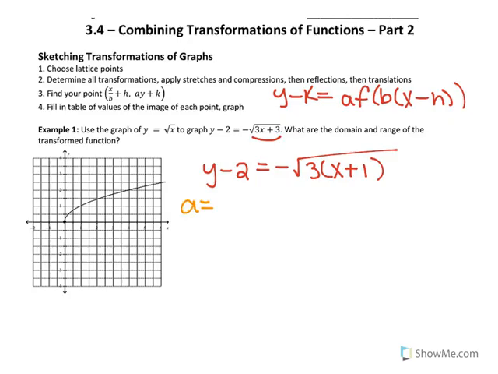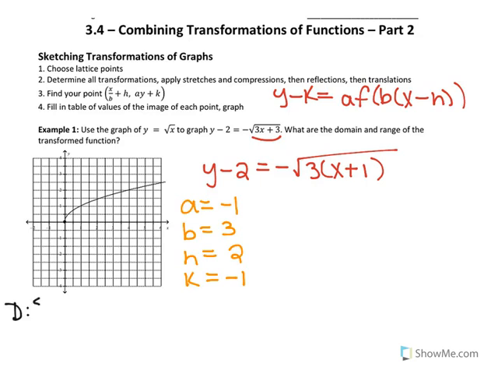So our a value is -1, our b value is 3, our h value is 2, and our k value is -1. And the transformations happening are a reflection, and because the reflection is changing our y values, because it's an a value, that means it is a reflection in the x-axis. We have a horizontal compression, a horizontal translation, and a vertical translation.